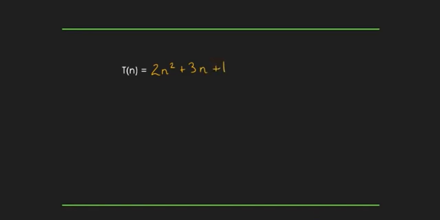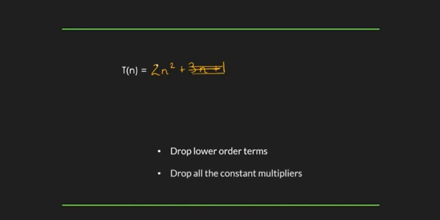The first step is to drop the lower order terms, that are 3n plus 1 in this case. Next, we drop the constant, that is 2. So, we get the time complexity as big O of n square for this particular polynomial.